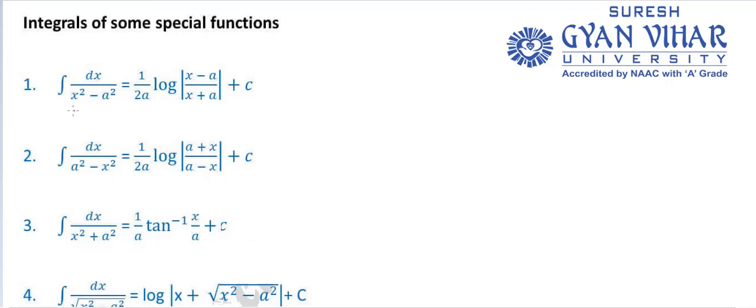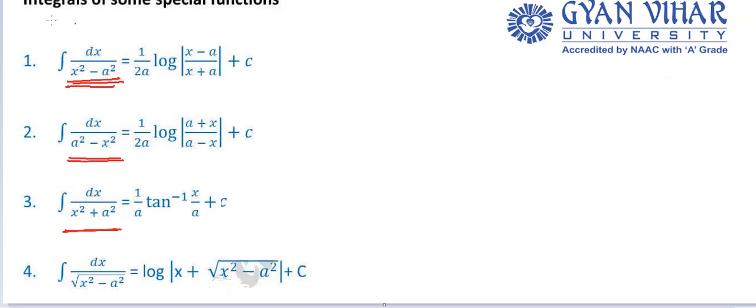if you have x square minus a square. Now there is one similarity in all of these formulas: they all have squares in the denominator. These are the possible functions: x square minus a square, and x square plus a square. So these are the basic terms.